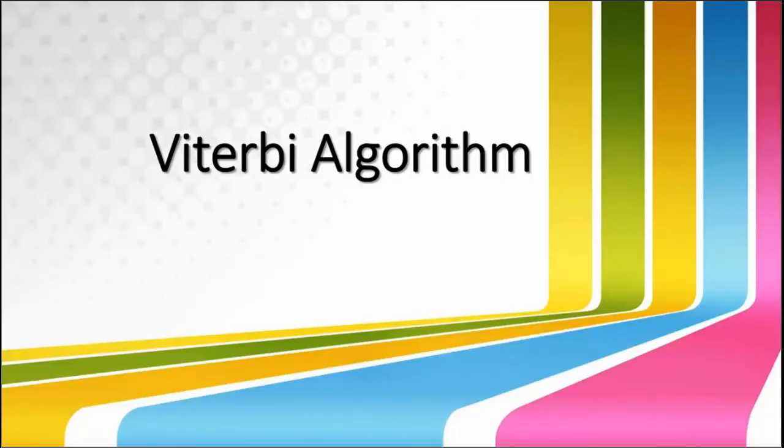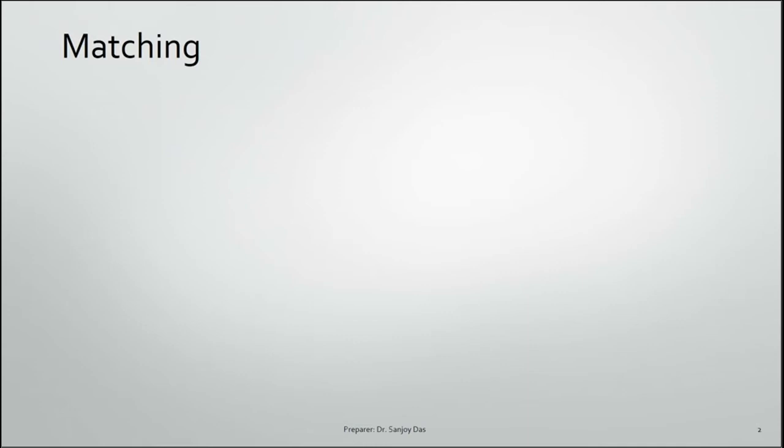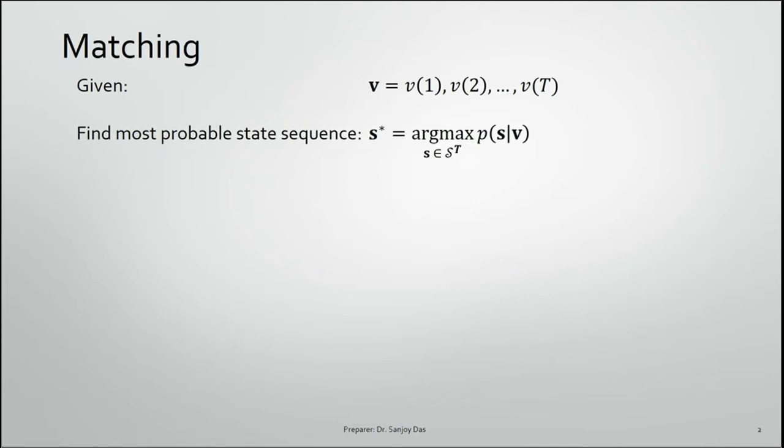So this topic is the Viterbi algorithm under hidden Markov models. So the matching problem is as follows. We're given an output sequence, this vector V equal to V1, V2 until V uppercase T, time steps. And our goal is now to find the most probable state sequence that we shall denote as S star, which is argmax of P(S given V).